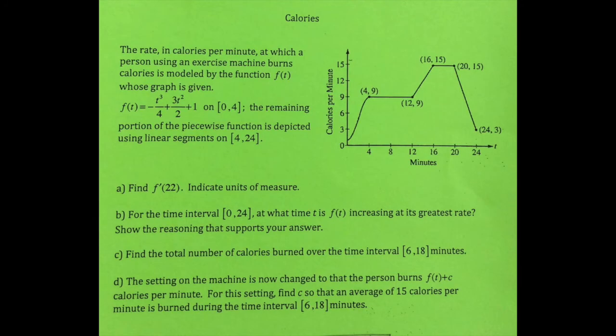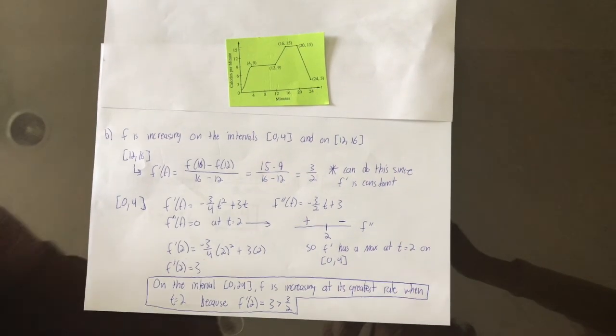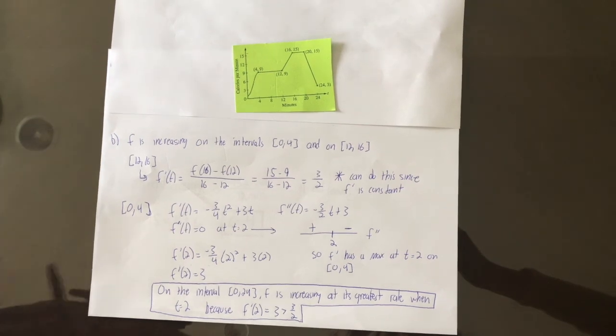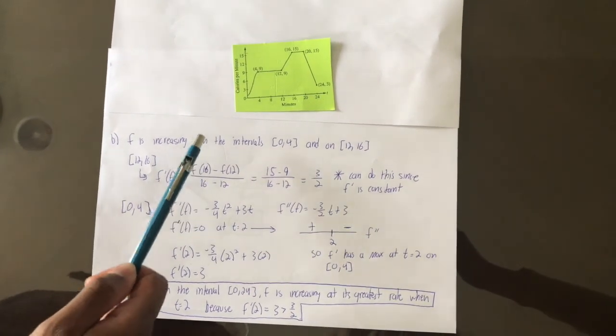For the time interval 0 to 24, at what time t is f of t increasing at its greatest rate? Show the reasoning that supports your answer. The question asks for when f is increasing at the greatest rate on the entire interval, 0 to 24. Looking at the graph, we can see that f is increasing on the interval 0 to 4 and 12 to 16.